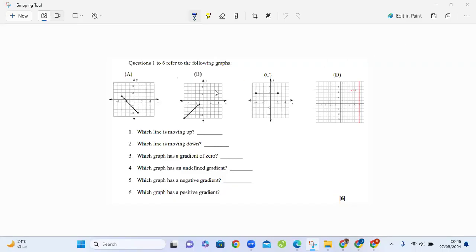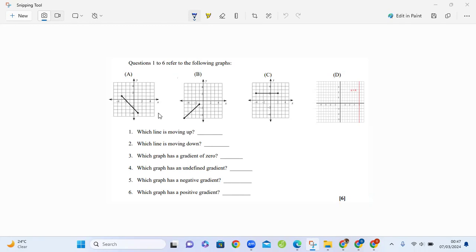Here we are looking at question 1. Questions 1 to 6 refer to the following graphs: A, B, C, and D. Question 1 says which line is going up. Now when the question says which line is going up or which line is moving up, it means which line has a positive gradient.